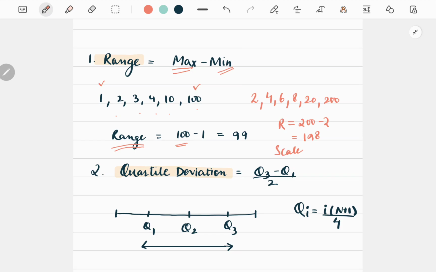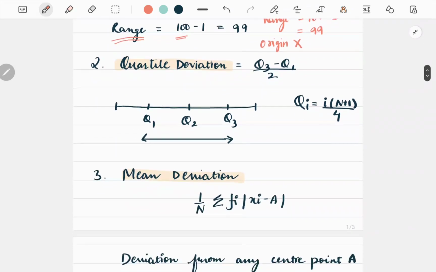However, let's quickly see what happens if we change the origin. So if we change the origin and add 2 to each value, let's see what we get. So we get 3, 4, 5, 6, 12 and 102. So the range in the new case will be 102 minus 3, which is 99. Hence we can say that change of origin has no impact on range.